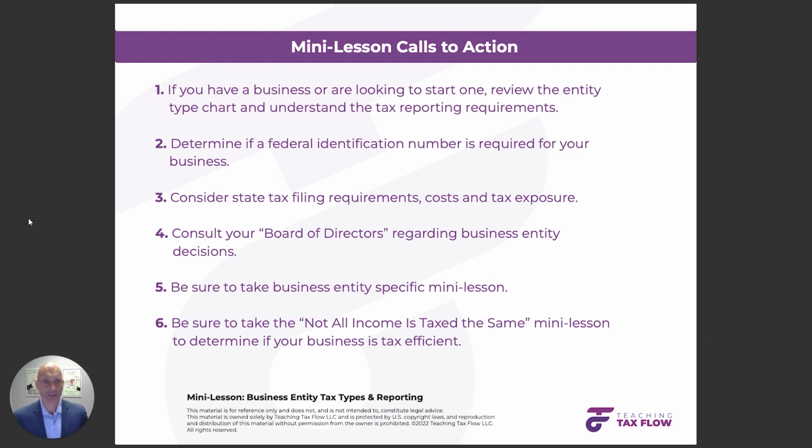All right. What are our calls to action? If you have a business or are looking to start one, review your entity chart and figure out what the tax reporting requirements are. Determine if you need a federal ID number. And if you do choose an entity that requires state tax filing requirements, look at the costs and the tax exposure to make sure that if you are picking up asset protection, those costs and tax exposure are worth it.